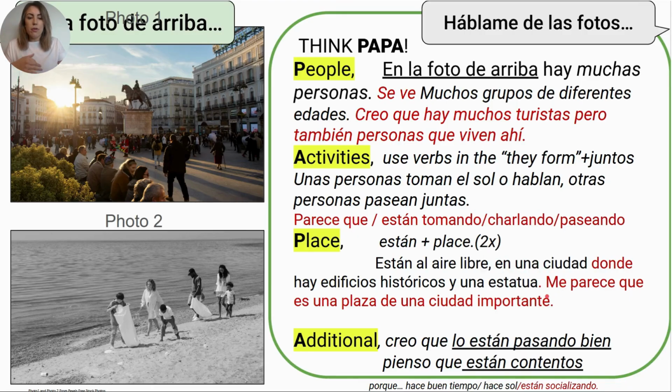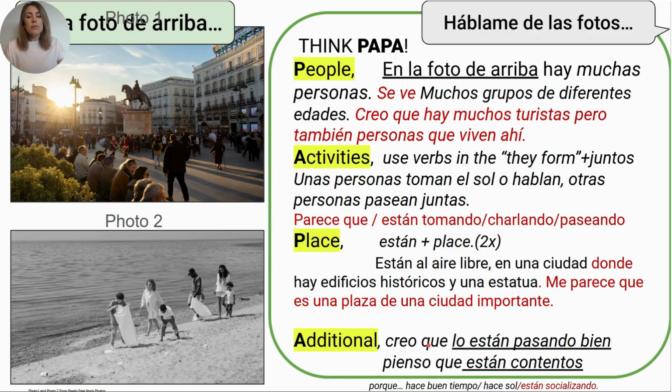And then higher could go on saying, me parece que es una plaza de una ciudad importante. It looks to me that it is a square in an important city. Indeed, it is Puerta del Sol in Madrid. Puerta del Sol, one of the main squares, ¿vale?